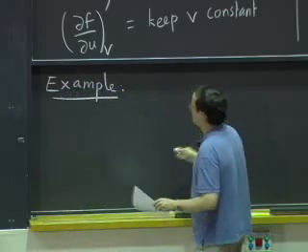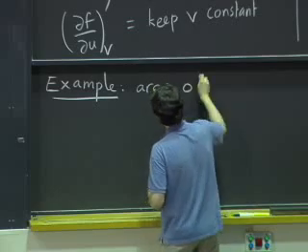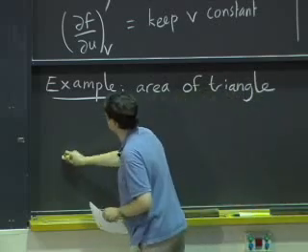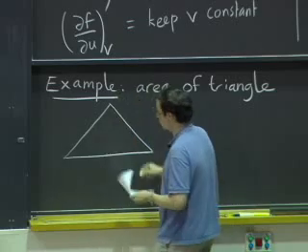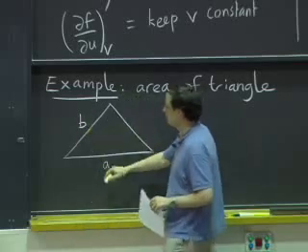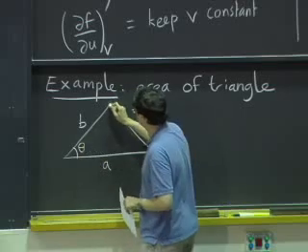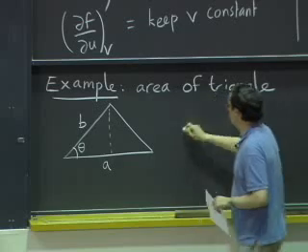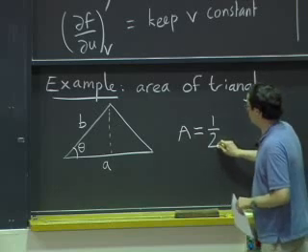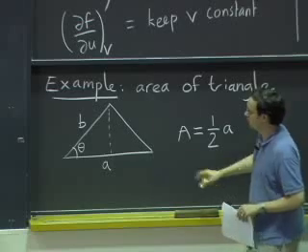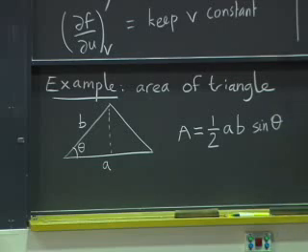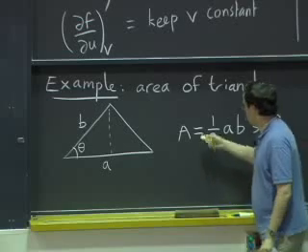Okay, so let's look at the area of a triangle. Let's say I have a triangle, and my variables will be the sides A and B, and the angle here, theta. So what's the area of this triangle? Well, it's base times height over 2. So it's 1/2 of the base, which is A, and the height is B sine theta. So that's a function of A, B, and theta.